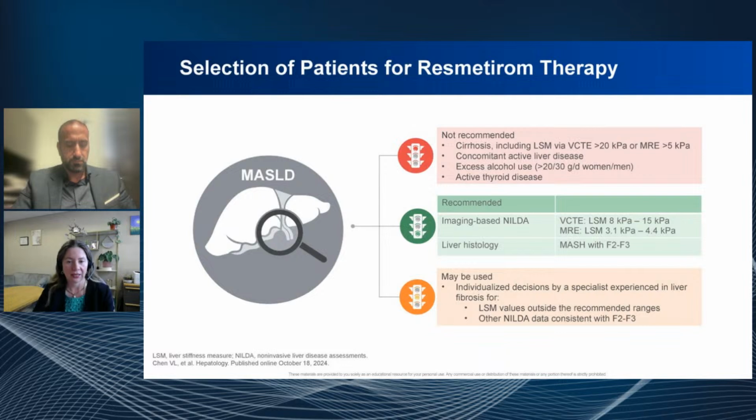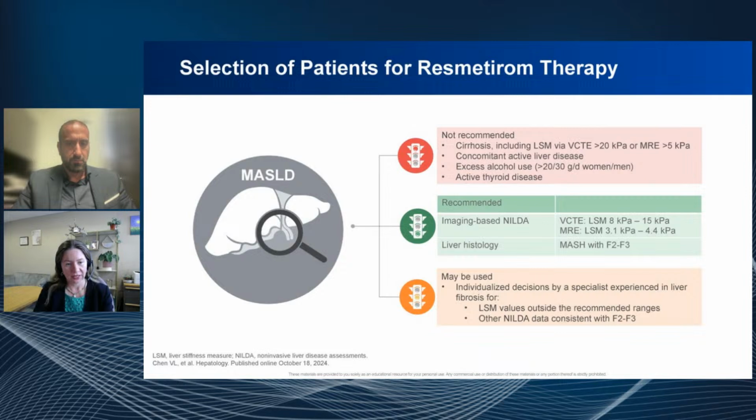and 5 kilopascals or more on MR elastography. If they have concomitant active liver disease, so anything beyond MASH, such as autoimmune liver disease, alcohol-related liver disease, not tested in that population yet, so it should be avoided. Anybody who uses alcohol in excess, and you have the cutoffs listed here on this slide, more than 20 or 30 grams per day for women or men, respectively, or those who have active thyroid disease, because this is a thyroid hormone selective liver receptor agonist.